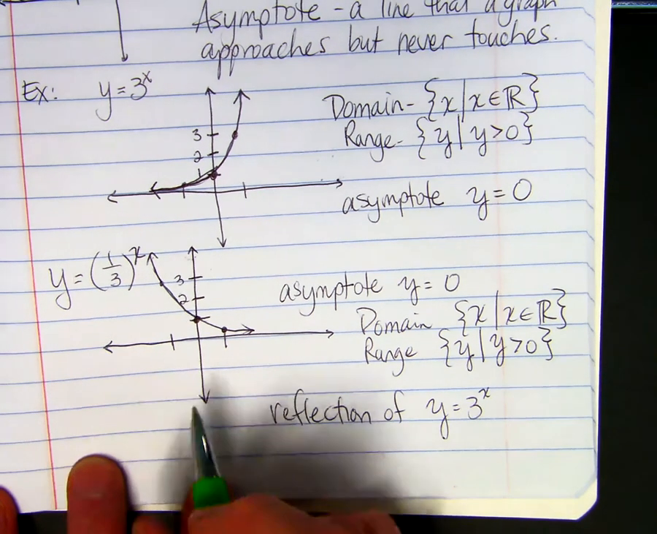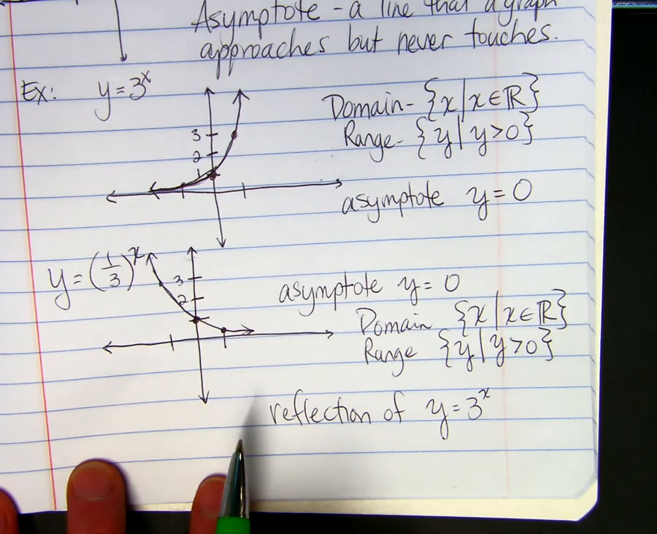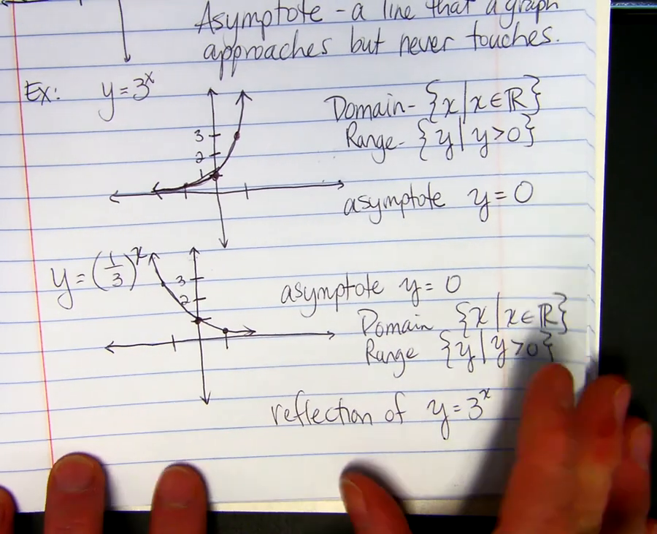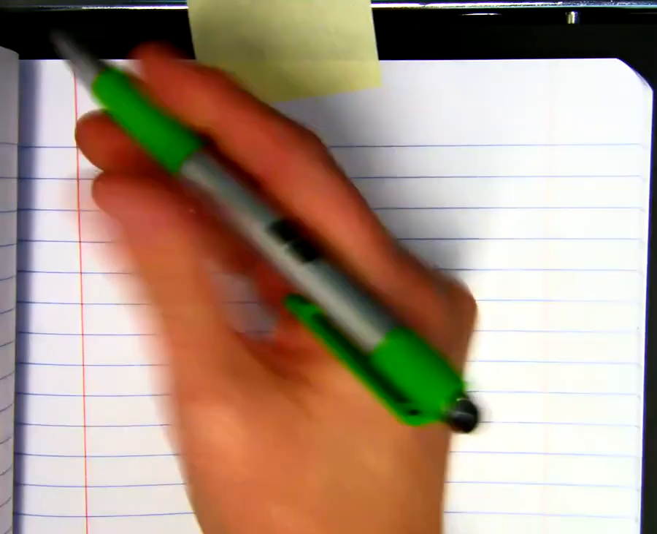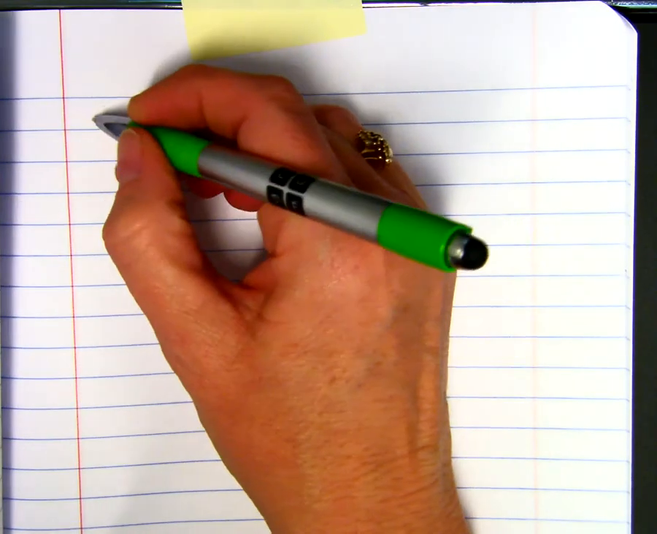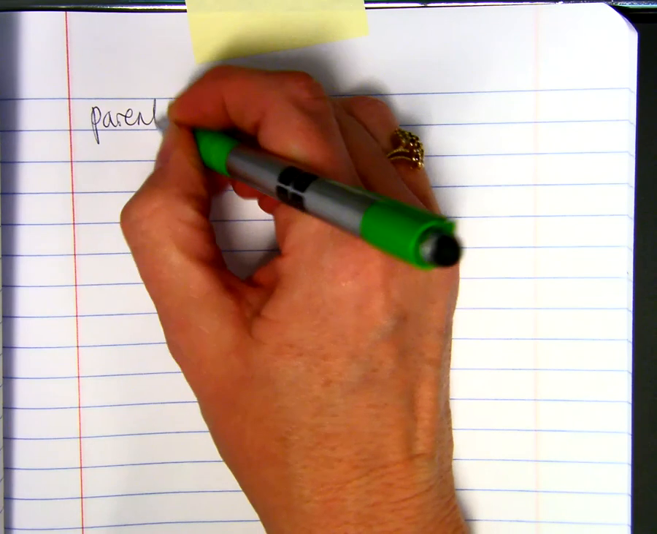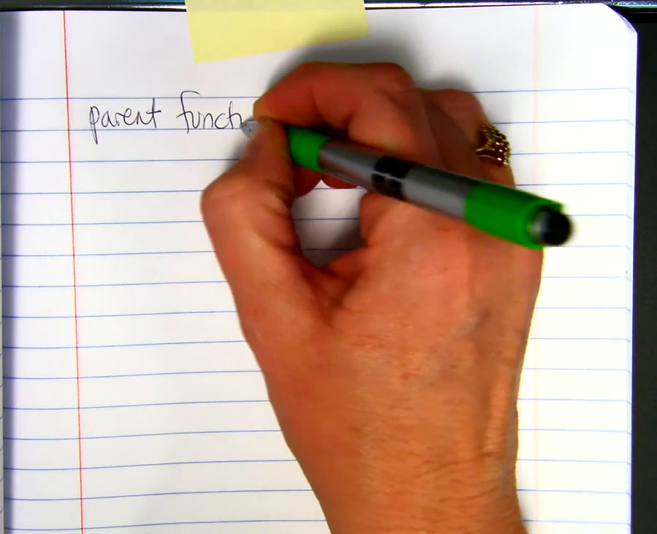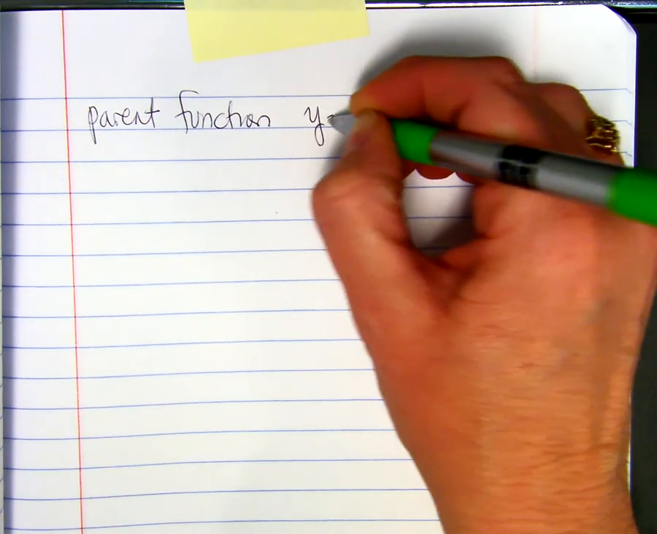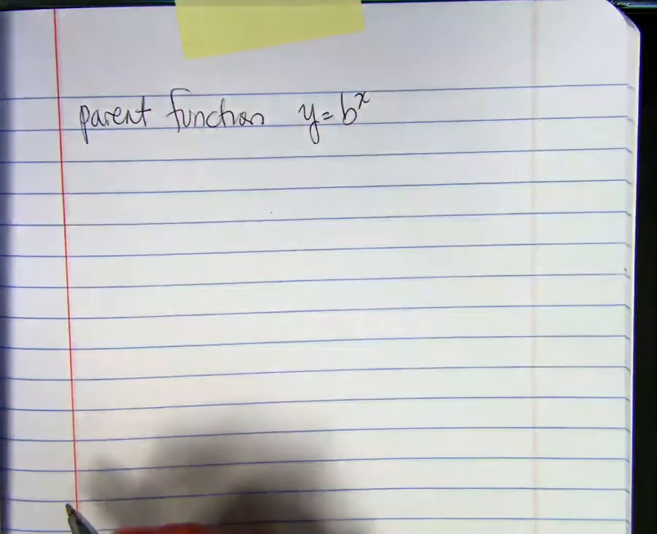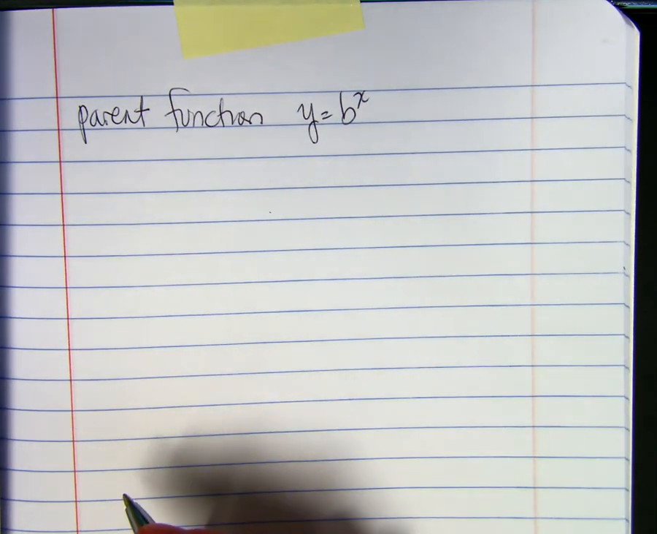But then how does it move side to side? I'm going to show you that next. I'm going to give you all the information that you need to know to be able to graph. So the parent function is y equals b to the x power, which we graphed earlier.